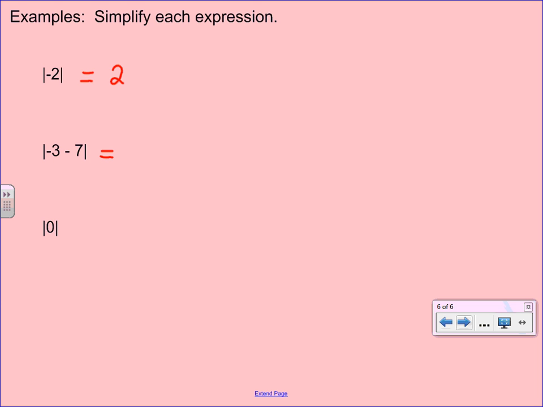Here, we actually have something that we have to do first. I can't just start taking the absolute value of -3 and -7. What I have to do first is actually complete the operation in here. And we know that -3 take away 7 gives us a -10. From there, we do the absolute value, which is 10. And on here, we're looking at 0 again, and 0 is, again, its own absolute value.